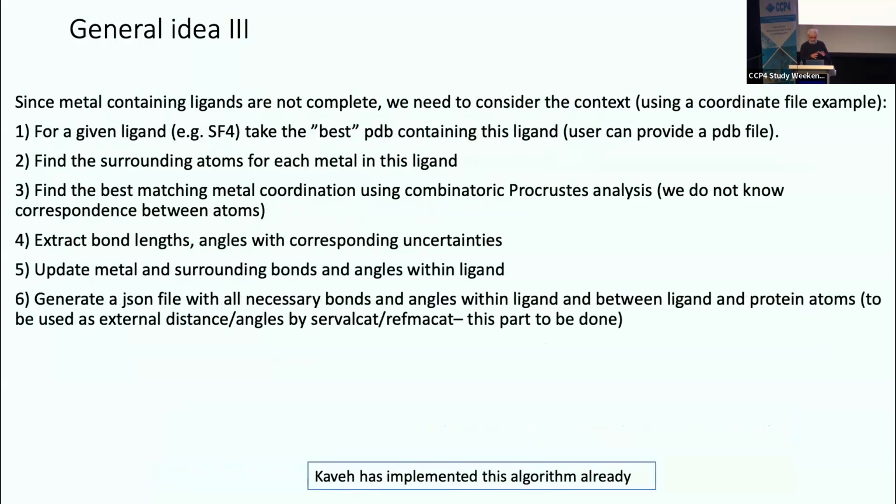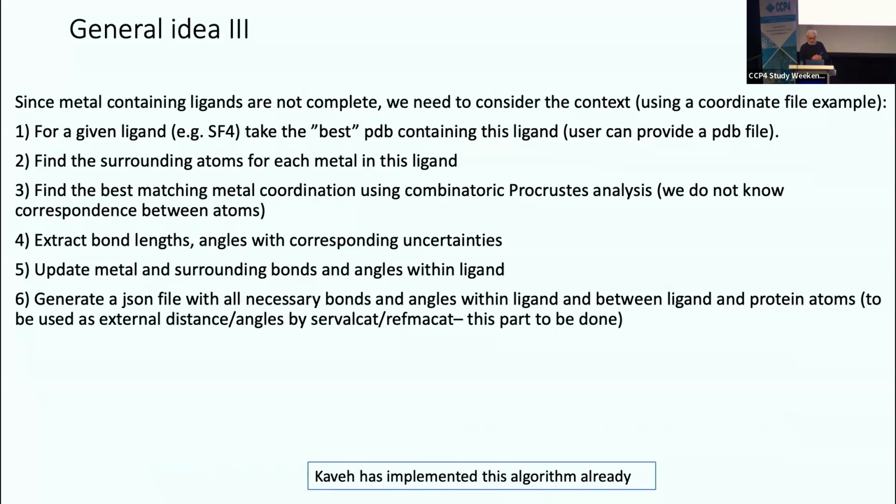And the third idea is to take the PDB examples and look in the PDB at the problem with metal-containing ligands. One of the problems is that they do not exist outside the protein. The context is important. Without context, it is very difficult. It could happen that you have one metal with a different environment, even within the same protein.